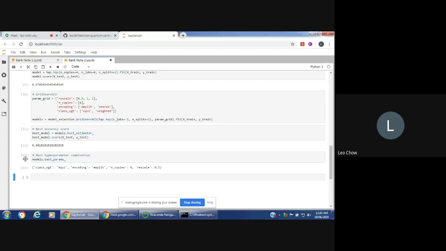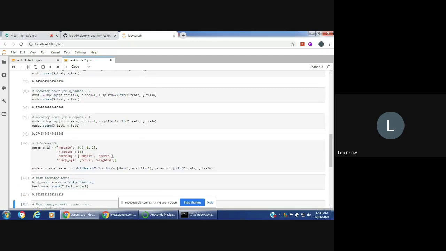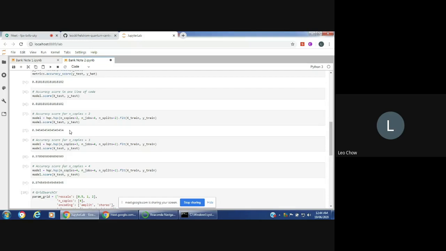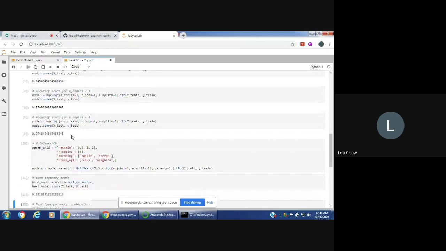As you can see, the best hyperparameter combination is equiprobable for class weight, amplitude for encoding, number of copies is 4 because we only have 4, and rescale parameter is 0.5. So for this particular data set, every time you change n copies, the performance increases. This is in general. Sometimes, depending on the data set that you have, it may or may not increase, but in general it does. So this n copies hyperparameter is really powerful in some sense.